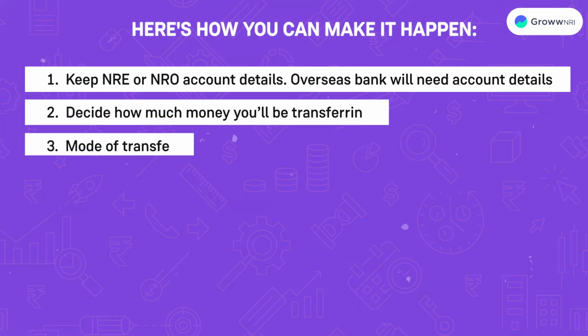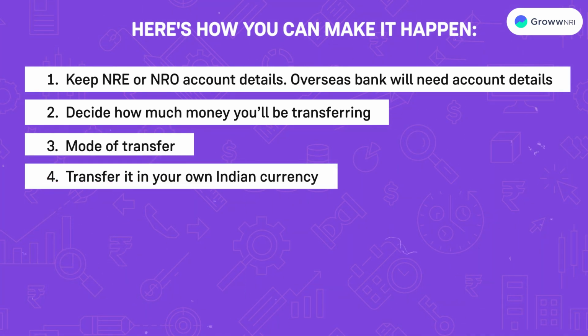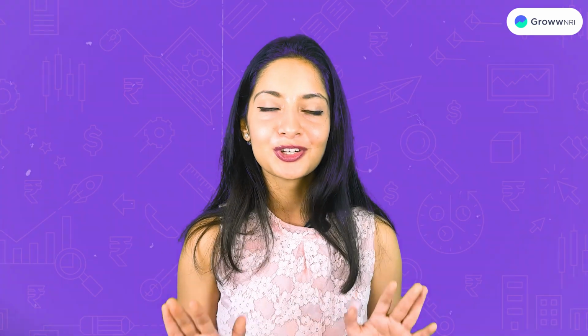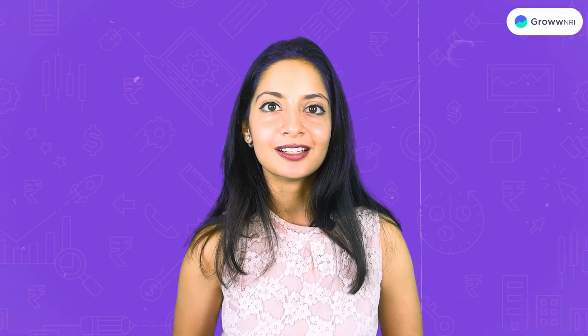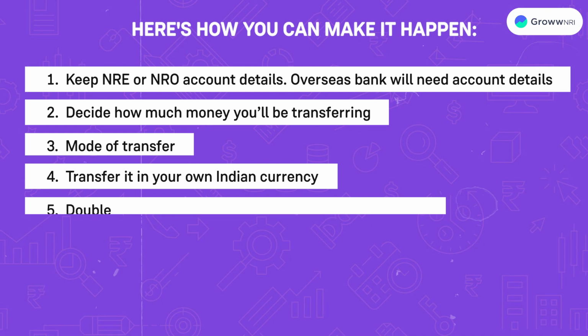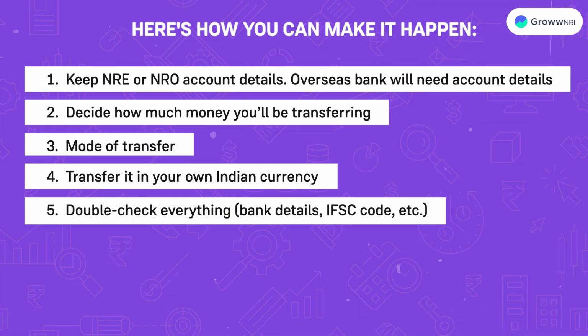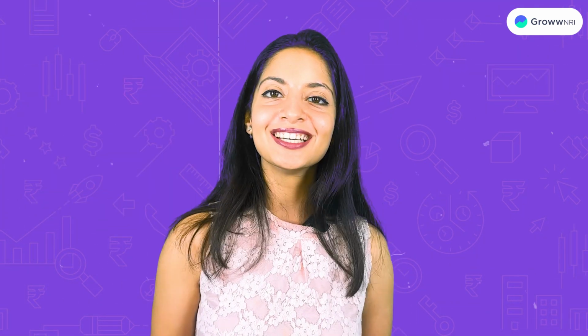Next, how much money are you looking to transfer and the mode of transfer. You decide the amount you want to send and you do it in your own currency. No need to worry about conversion rates just yet. Now let's talk details. What do you need to confirm? Double check everything. Your bank details, including the all-important IFSC code and SWIFT reference, should be spot on. Accuracy is the name of the game.